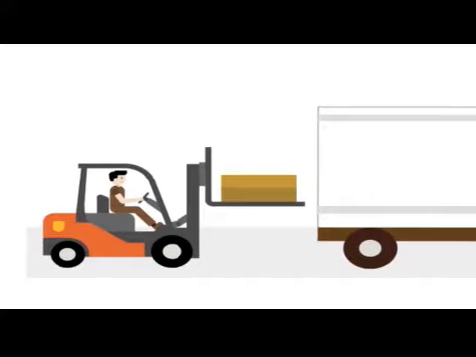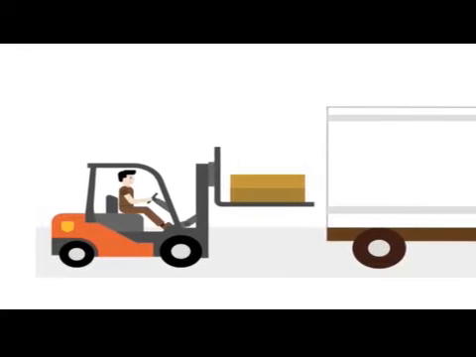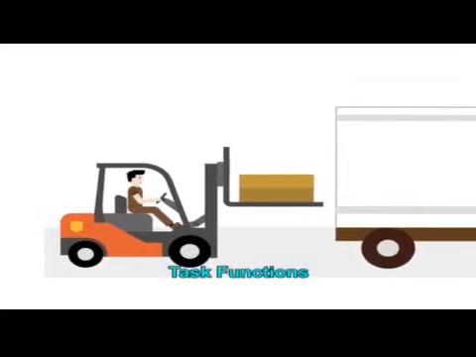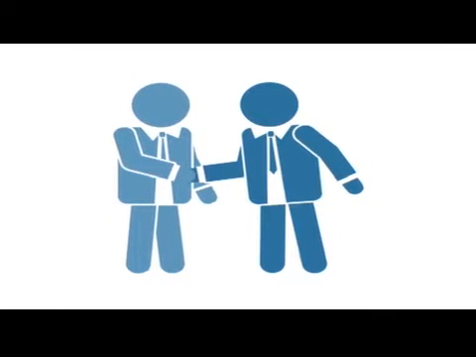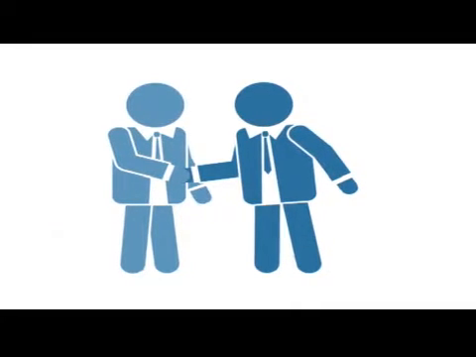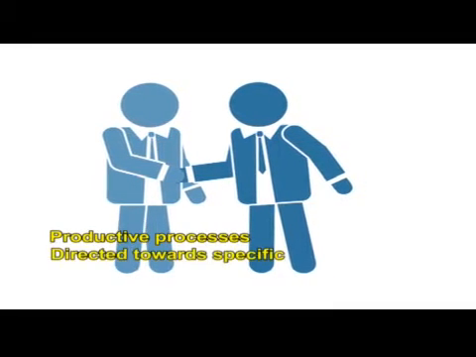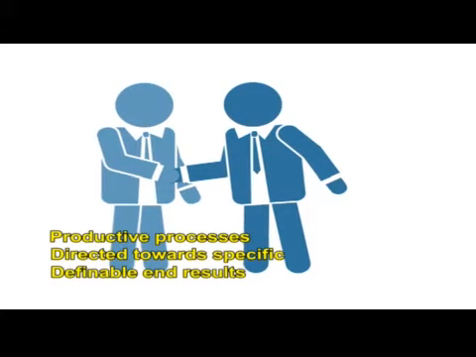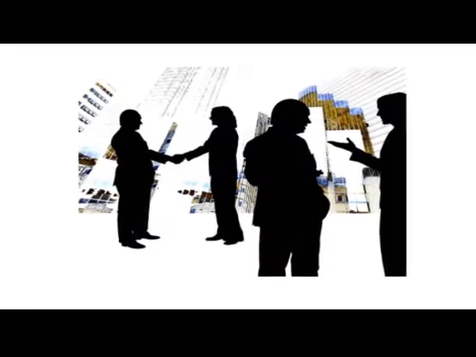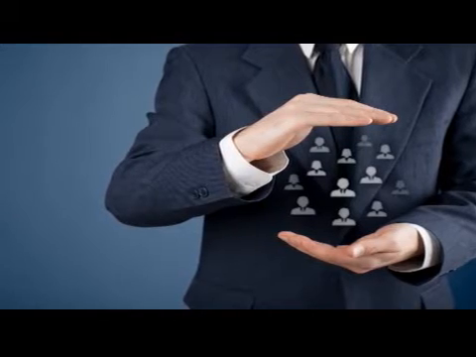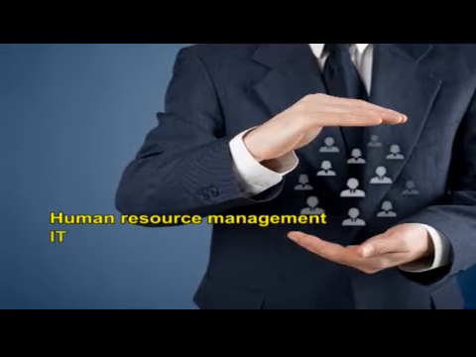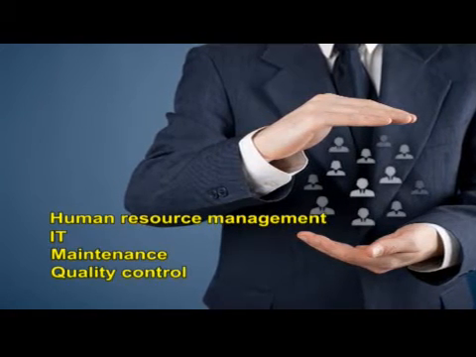Functions essential to develop the goods or services and make them reach the final consumer are called task functions. These are the basic activities of an organization which are related to the actual completion of the productive processes and directed towards specific and definable end results. There are other functions which are not directed towards specific and definable end results. These are referred to as element functions. This usually includes human resource management, IT, maintenance, quality control, etc.